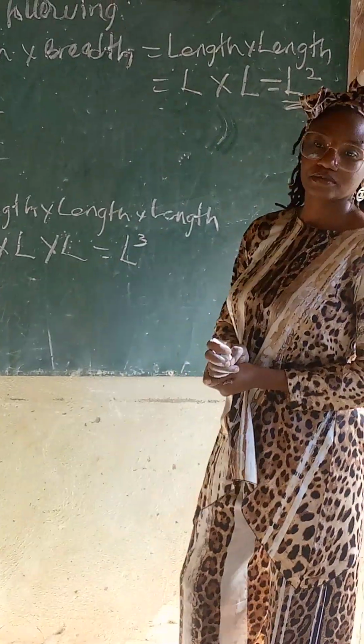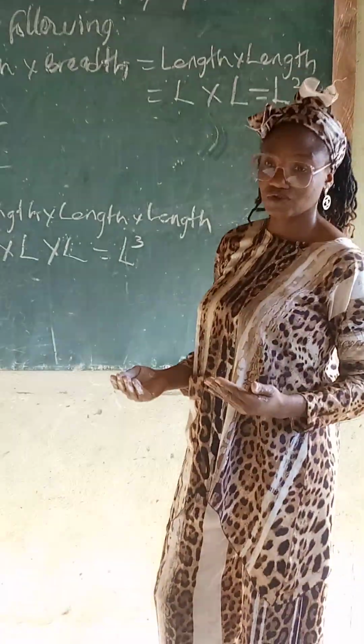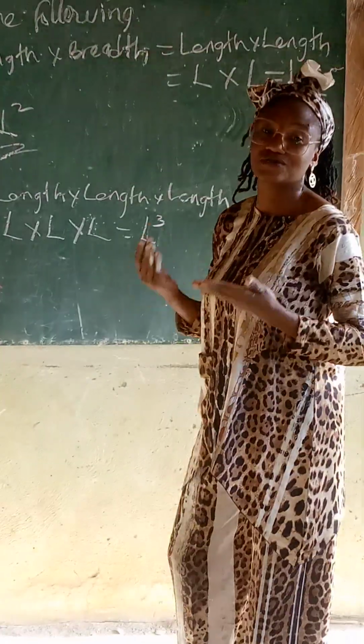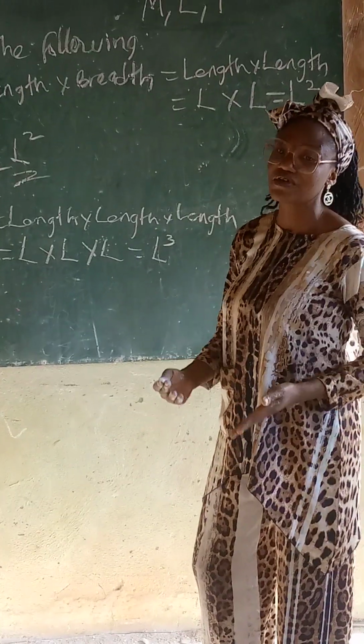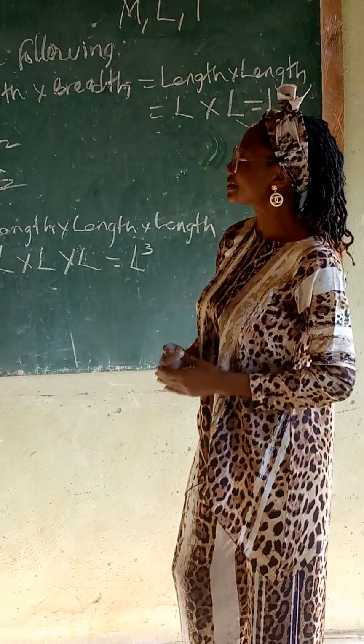L cubed. Now the unit of volume is what? Meter cubed. So from the unit meter cubed, meter is used for measuring length. So we have meter cubed synonymous to L cubed.